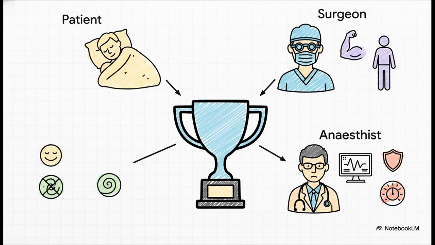Ether provides great muscle relaxation, but it's slow and explosive. Nitrous oxide is a great analgesic, but it's weak. Propofol is fast, but it can drop the blood pressure. That's why anesthesia is an art. It's about choosing and combining the right drugs for the right patient and the right surgery.